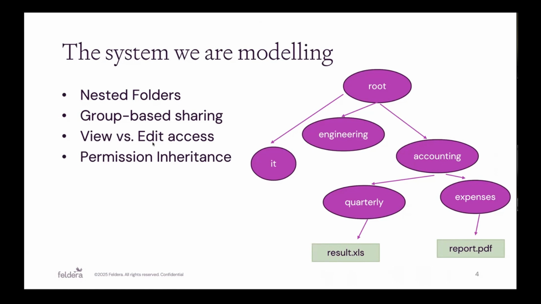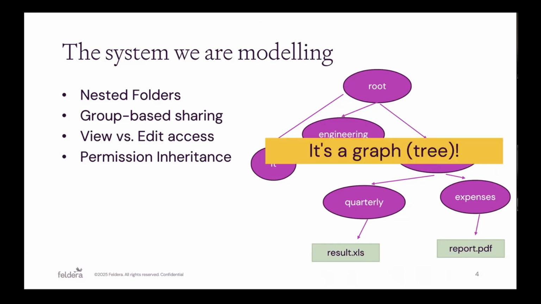We have different access levels of just read or write. And we can inherit permissions. So if I give somebody access to accounting, they inherit the permission for all the things in the subfolders and subfiles here. And so you may have realized this, but if it's not obvious, this is a graph, right? It's a tree. It's a special form of a graph, but essentially that's a graph data structure, and that's what it's all about today in this webinar. That's what we're going to work with.